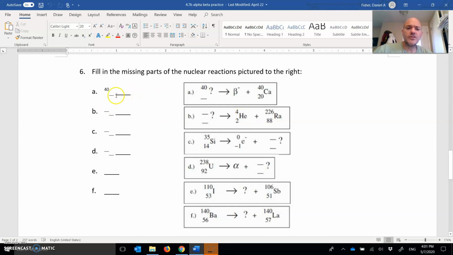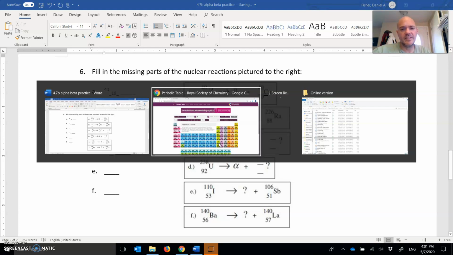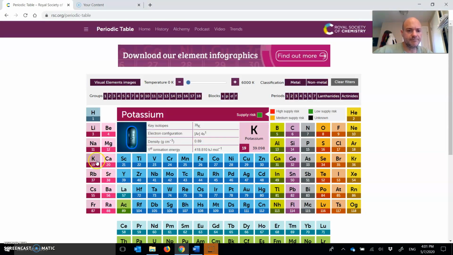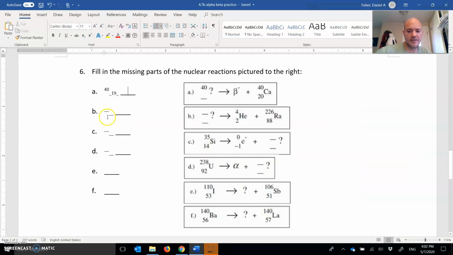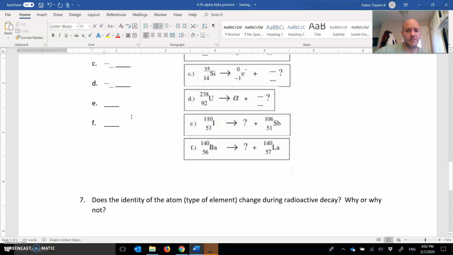I'll just fill out the first one with you to help you here. If I'm trying to figure this out, I remember that my atomic numbers on this side will add up. A beta particle has an atomic number of -1, so -1 plus 20, it's going to be 19. And what element is it? What element has a proton number of 19, atomic number of 19? That's potassium. So go through and do that like this. You can just fill it in like that. That would be great.